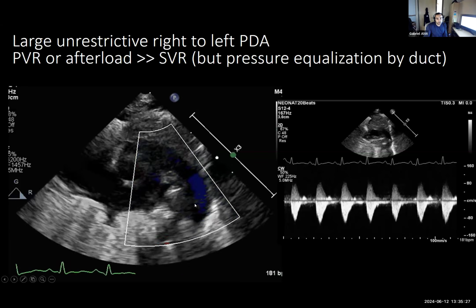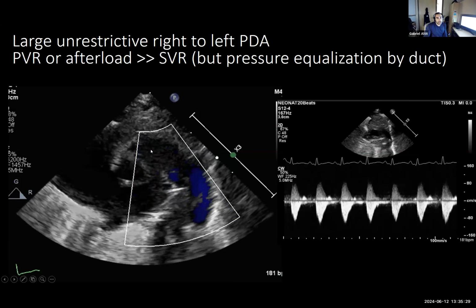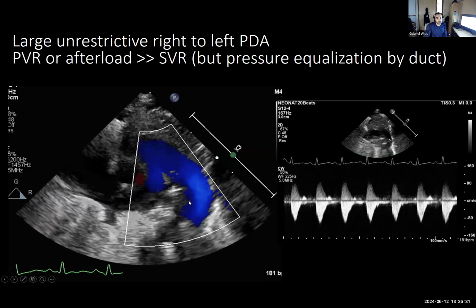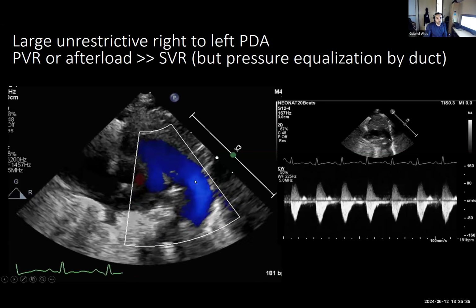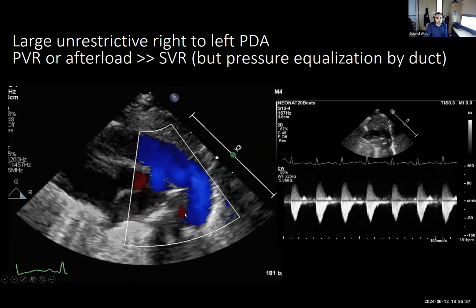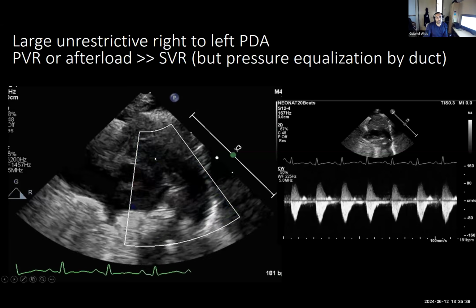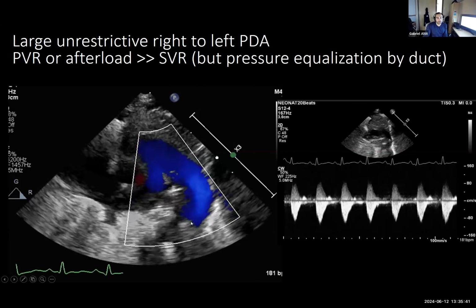So there's rapid pressure equalization, which tells you that the pressure are relatively similar between both compartments because the two structures are connected and this will pressure equalize very quickly. But it tells you that likely your PVR are higher than your SVR.